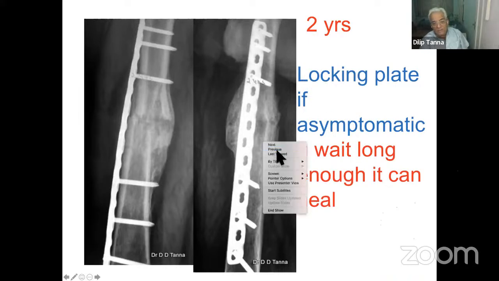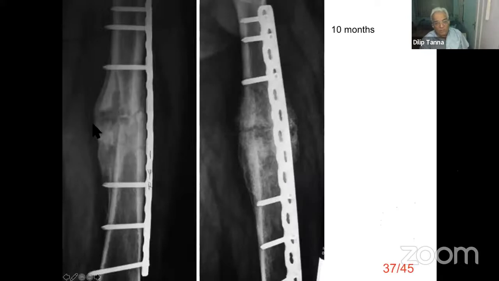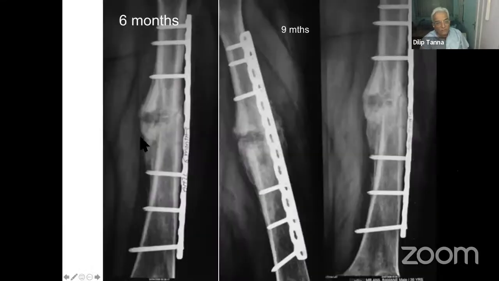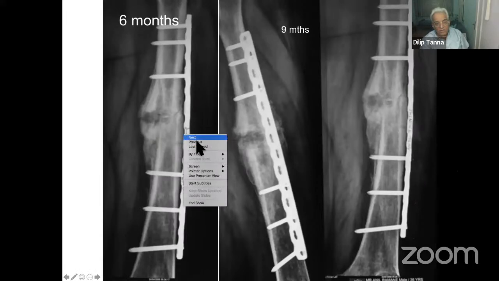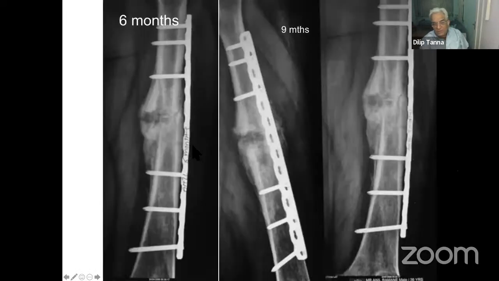So it may heal up late. Now you will get the same result if you put a bone graft here. Or if you put in a bone graft at any stage, it will heal up because it's destined to heal up.